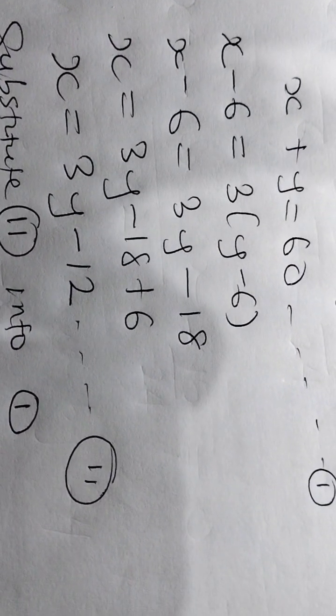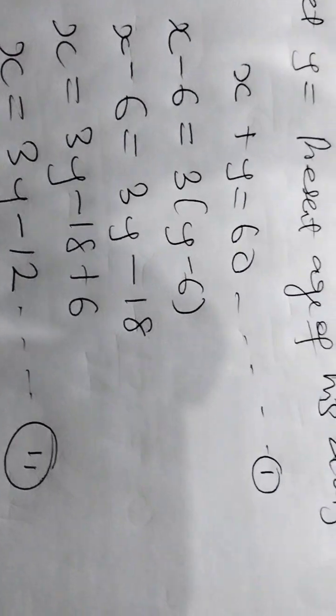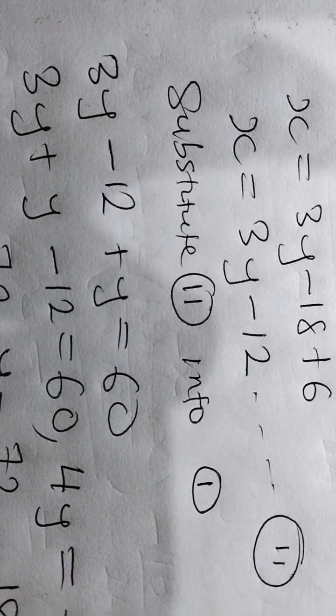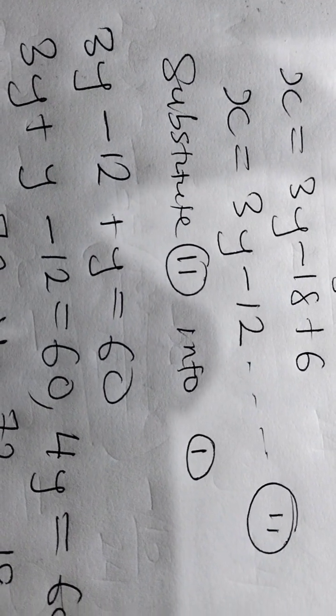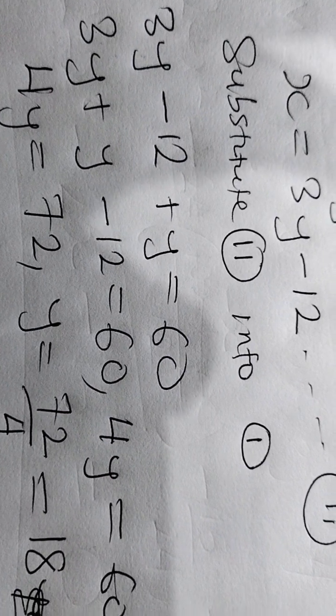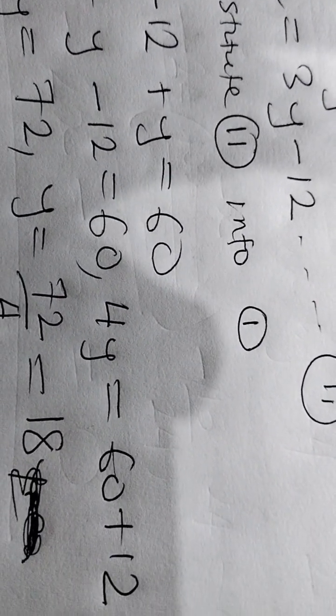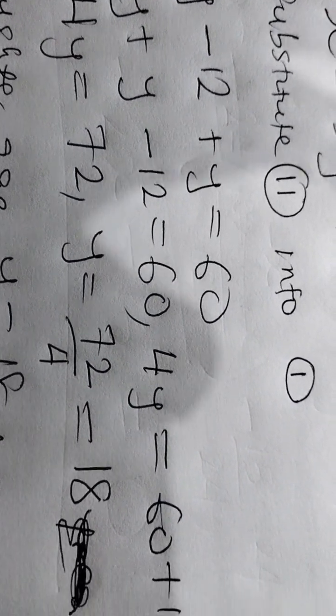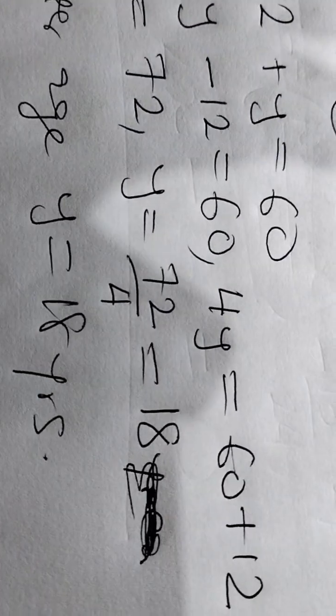That becomes equation 2. We now substitute equation 2 into equation 1. We have the expression 3y minus 12 plus y equal to 60. Collecting like terms, 3y plus y minus 12 equal to 60. 4y equal to 60 plus 12. That means 4y is equal to 72. y becomes 72 over 4, giving us 18.